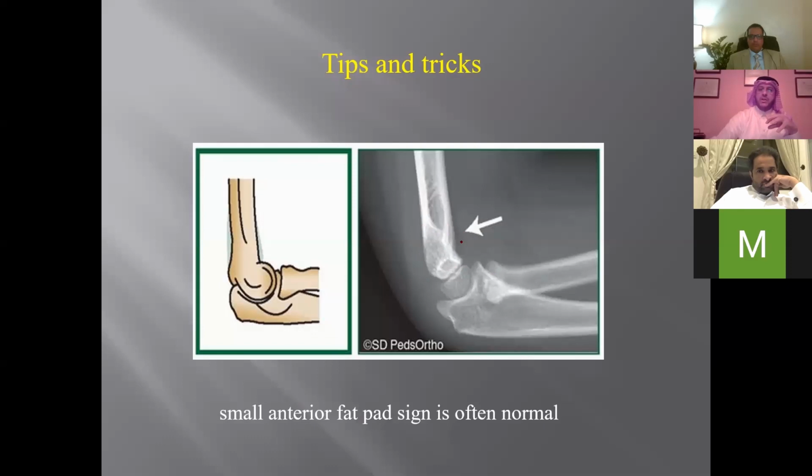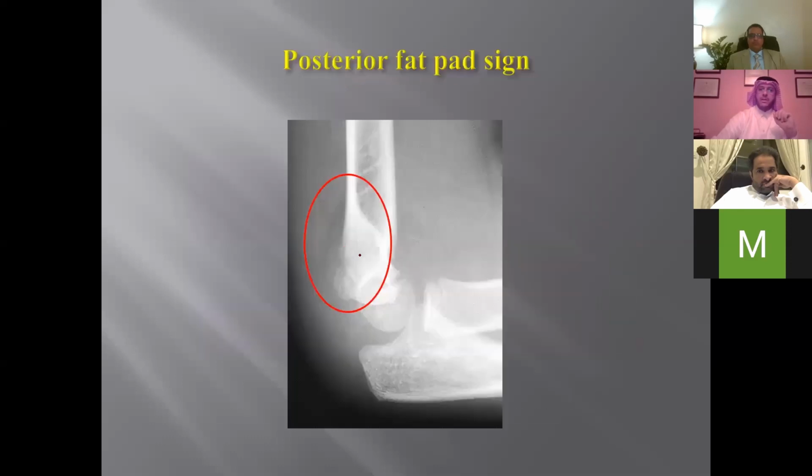If you see it anteriorly and there is no kind of fracture, expect it will be normal. But once you see it posteriorly, as I mentioned before, this is abnormal, definitely abnormal.